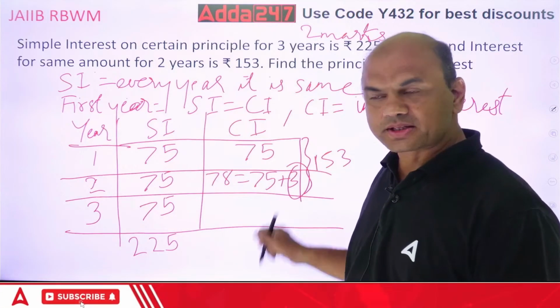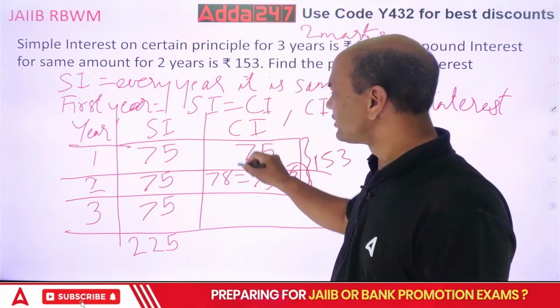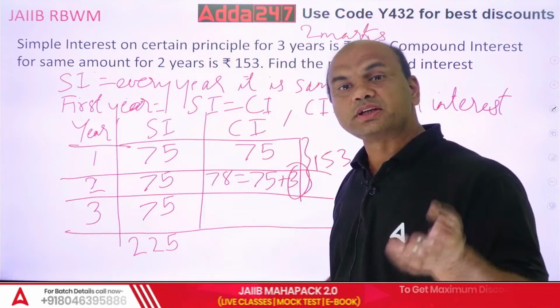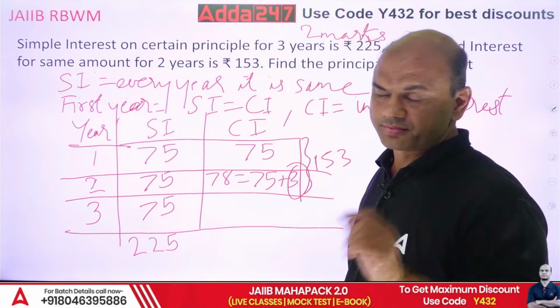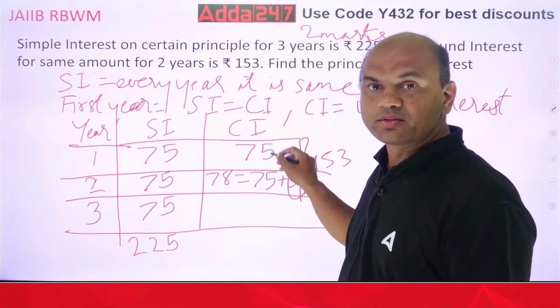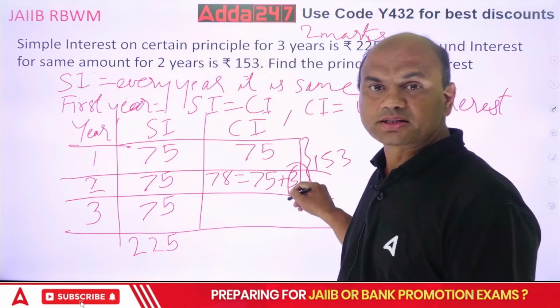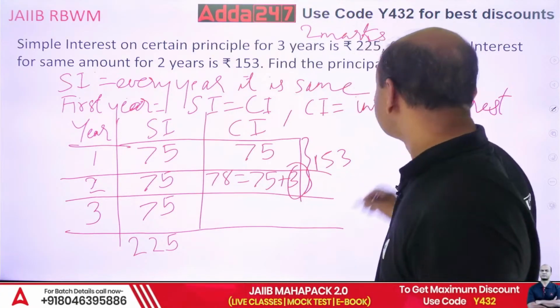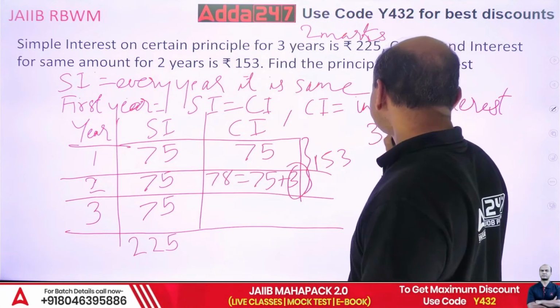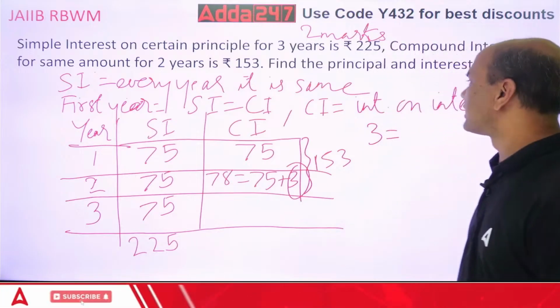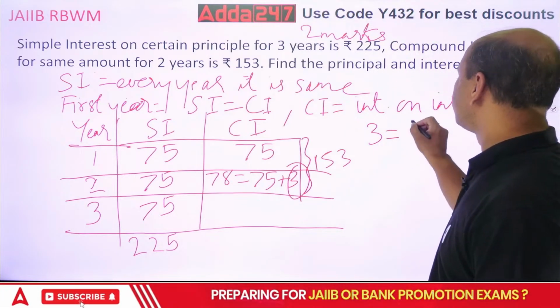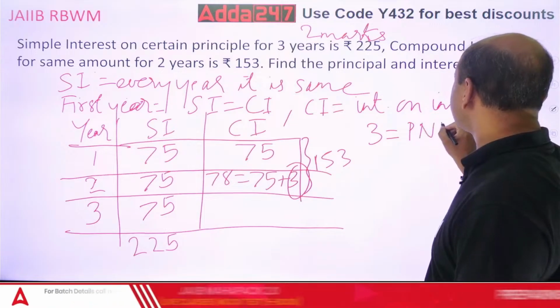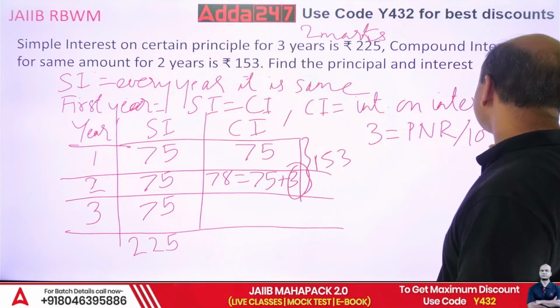This 3 rupees extra because this 75 interest was invested for 1 year. So this 75 invested for 1 year, I got the answer, which is 3. Interest is 3. So solve this. So 3 equals to PNR upon 100. See, which is the formula you will be using? PNR upon 100.